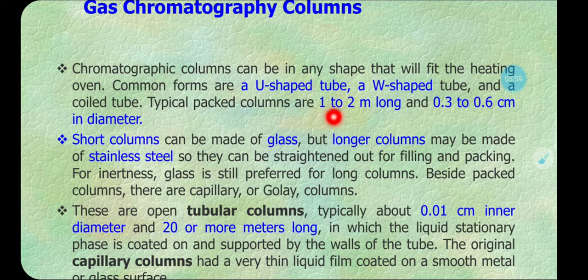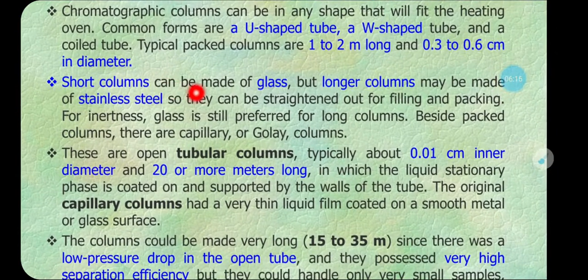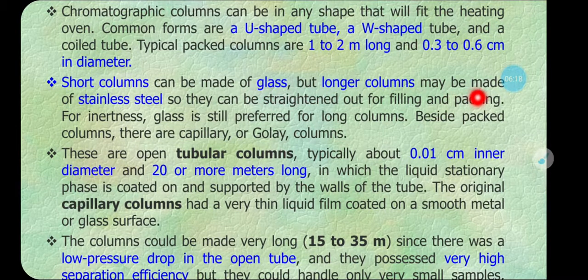Typically packed columns are 1 to 2 meters long and 0.3 to 0.6 centimeter in diameter, but open tube columns are 10 to 30 meters long. Short columns can be made of glass, but longer columns may be made of stainless steel, so they can be straightened out for filling and packing. For inertness, glass is still preferred for a long column. Besides packed columns, there are capillary columns.